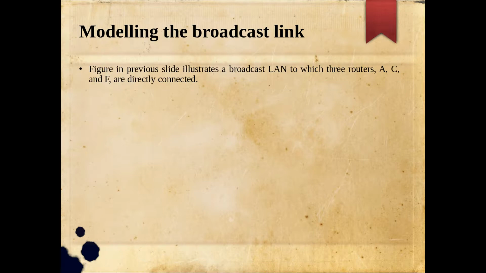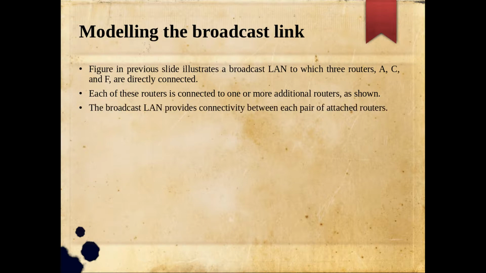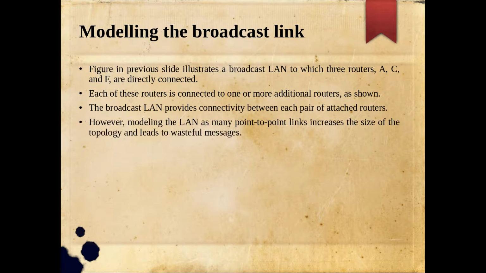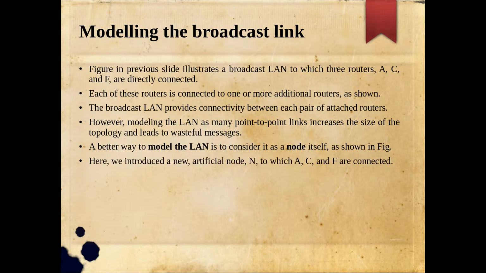So, modeling the broadcast link: the figure in the previous slide illustrates a broadcast LAN to which 3 routers A, C and F are directly connected. Each of these routers is connected to one or more additional routers as shown in the figure. So the broadcast LAN provides connectivity between each pair of the attached routers. However, modeling the LAN as many point-to-point links like R1, R2, R3 increases the size of the topology and leads to some unwanted wasteful messages. So a better way to model the LAN is to consider it as a single node, as shown in the figure. Here we introduced a new artificial node, that is N, to which A, C and F are connected.